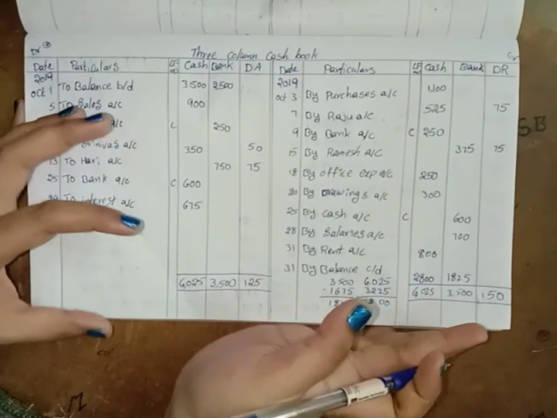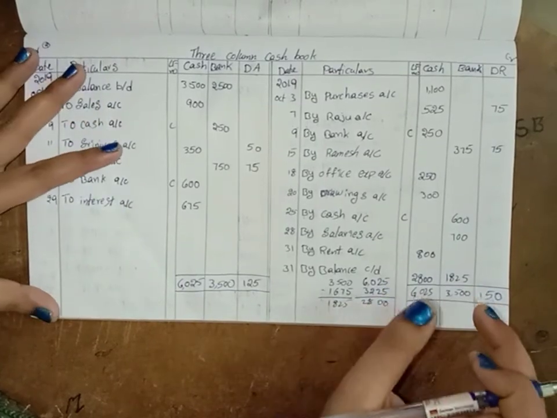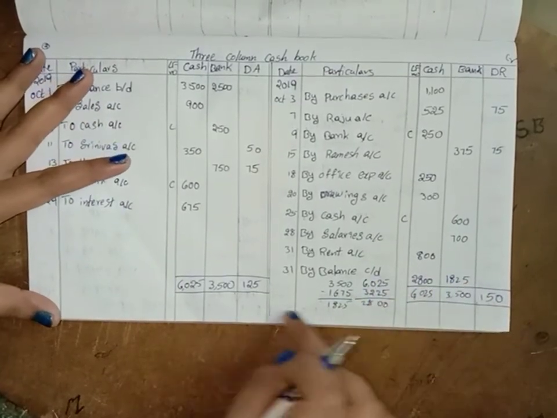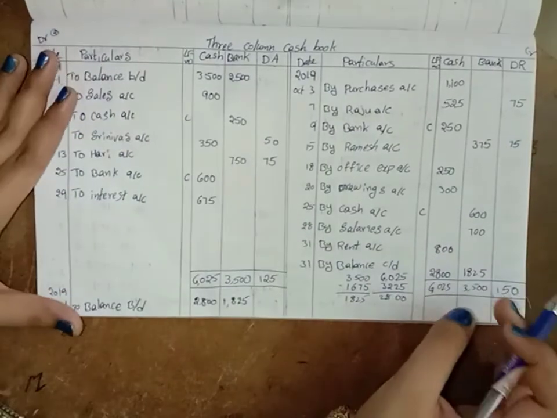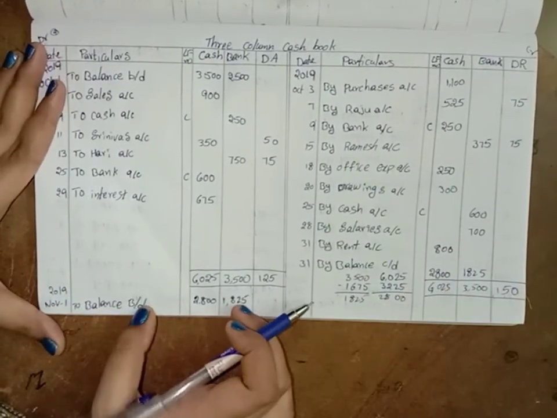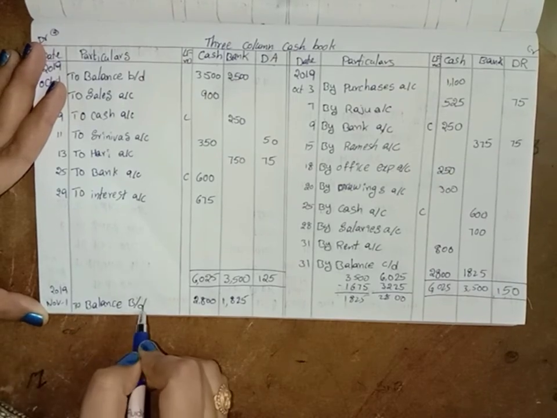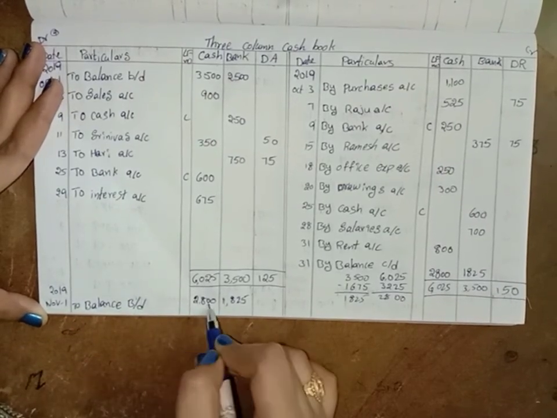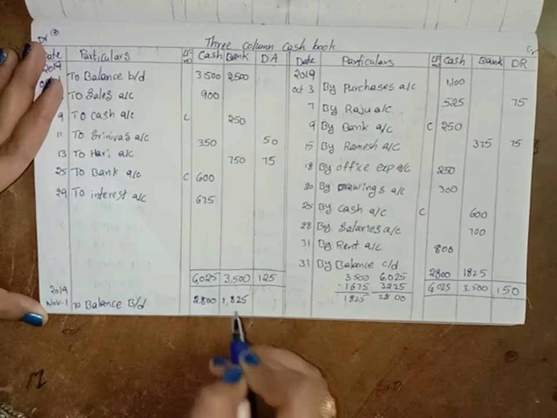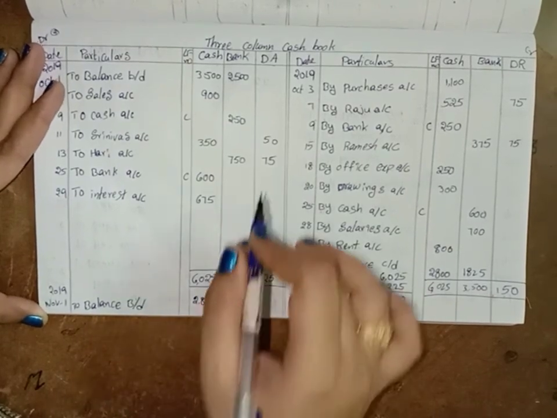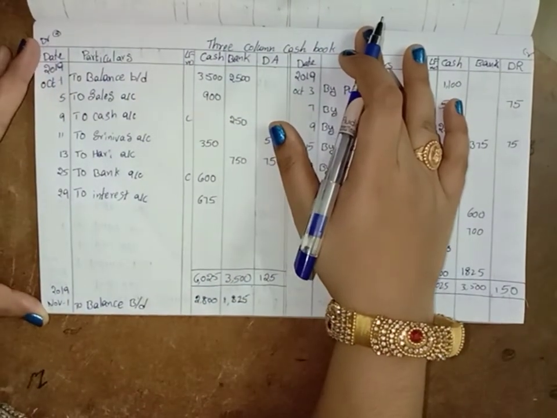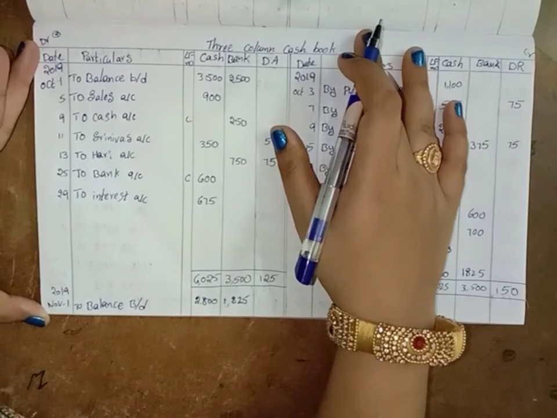So this is the balance carried down. This balance carried down we have to transfer to the next month. So this amount will be transferred to the next month, 2019 November 1st, to balance b/d, 2800 and 1825. So this is our ninth sum of cash book.